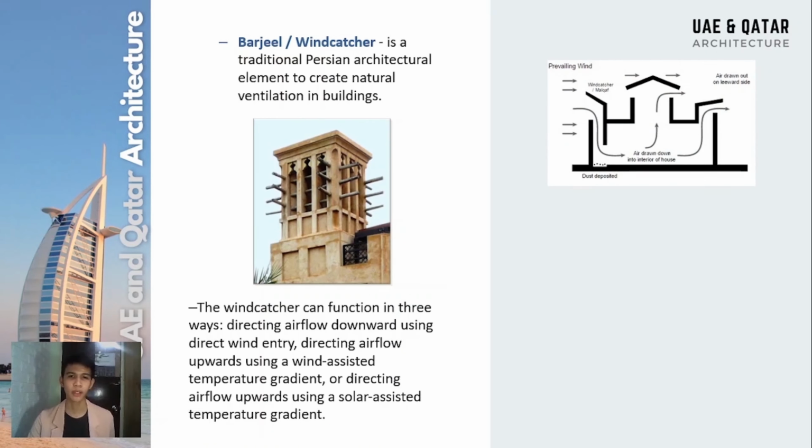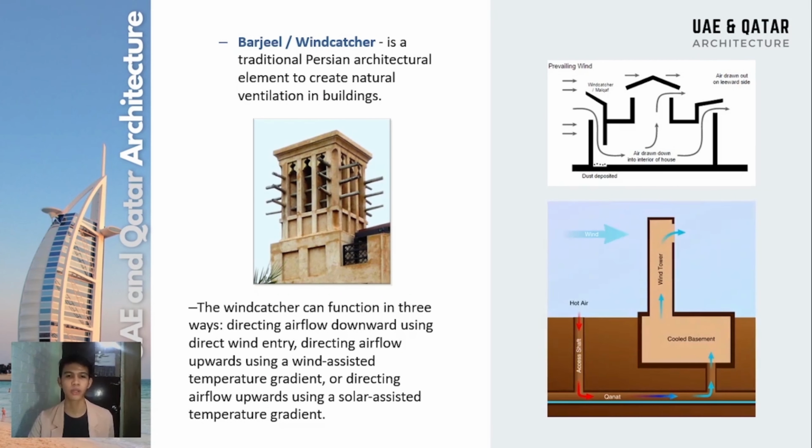The wind catcher can function in three ways: directing airflow downward using direct wind entry, directing airflow upwards using a wind-assisted temperature gradient, or directing airflow upwards using a solar-assisted temperature gradient.